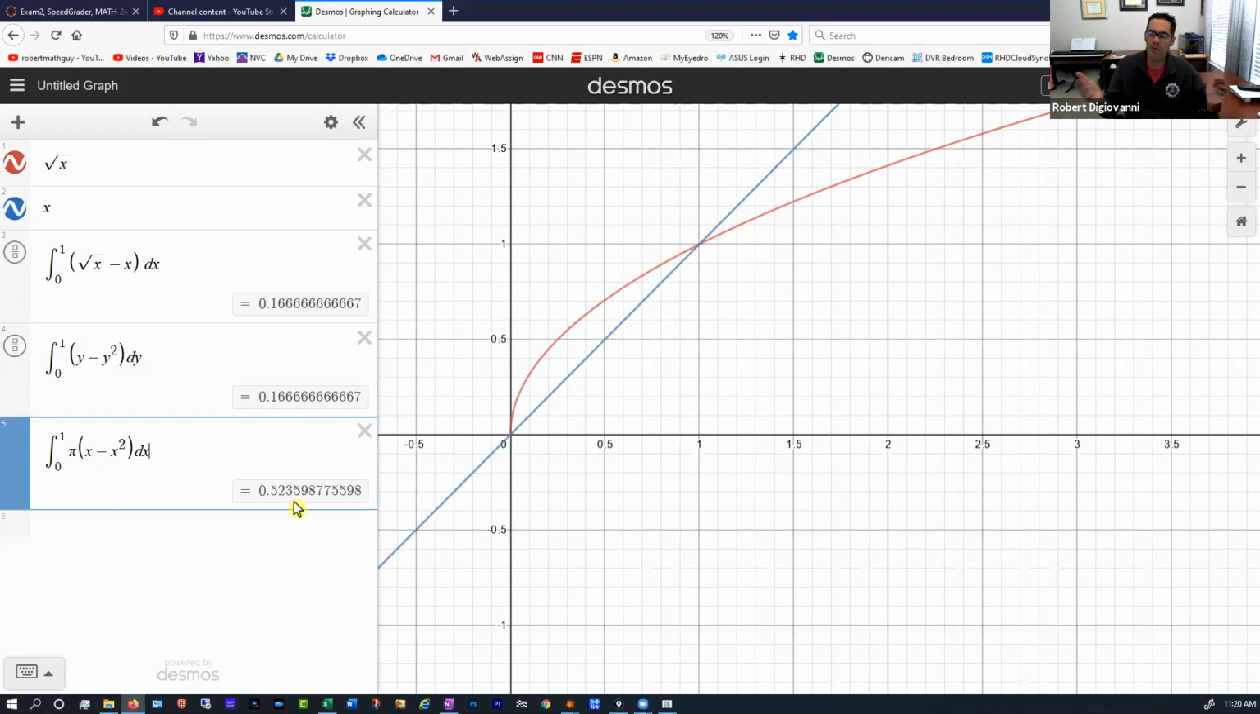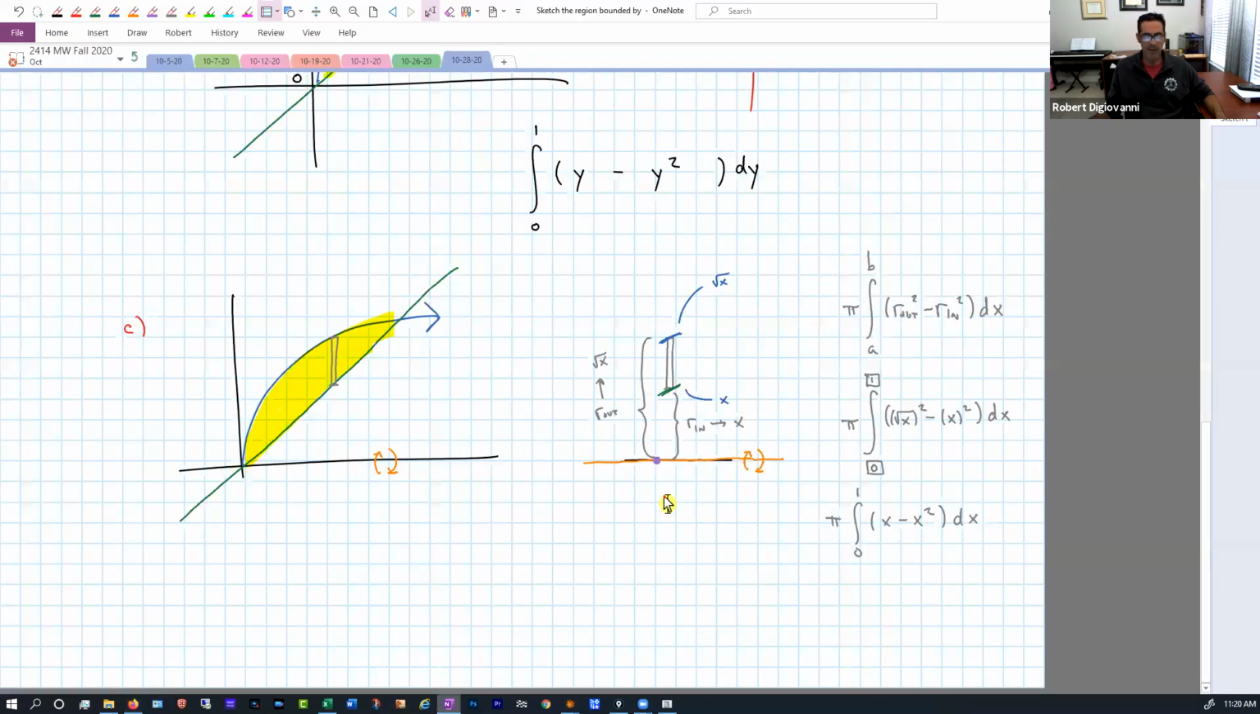Now, we don't know if that's cubic inches, cubic feet. It's unitless at this point, but it's the numerical value of that volume. Is everyone okay with this?